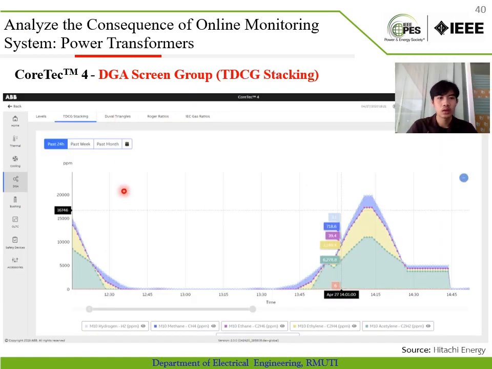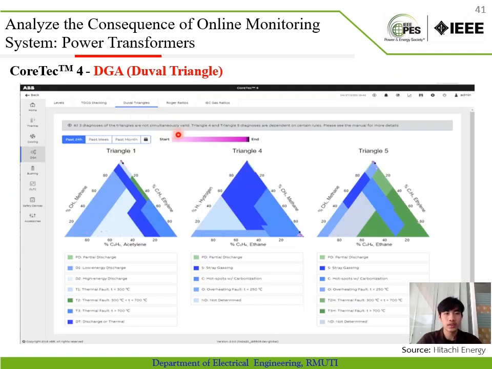caution. On the DGA syndrome, TDCG stands for total dissolved combustible gases. It is provided from summing the concentration of any gas in transformer oil, represented in parts per million volume. And with this interface, we can check the past 24 hours, past week, and past month of total dissolved combustible gases. Double triangle is the method of analysis of the internal fault of power transformer.